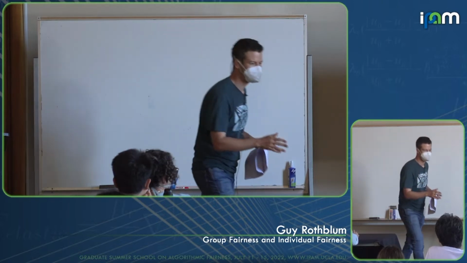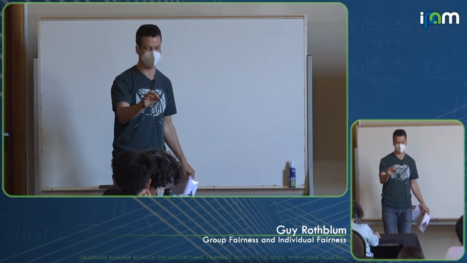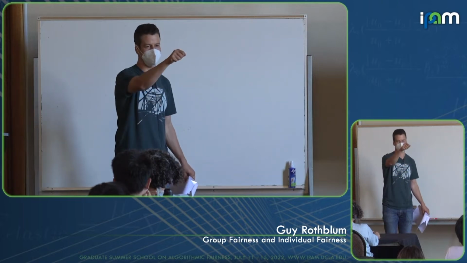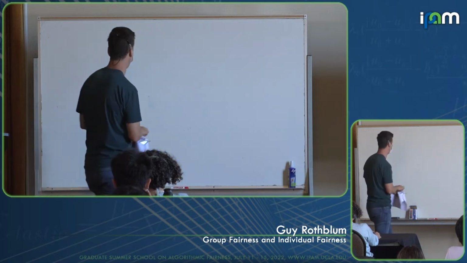So, what was your name? Laura. So Laura's suggestion is, rather than trying to pinpoint the distance between Alice and Bob, just ask, is Alice or Bob closer to Carol? Okay, which of them is closer to Carol? That's what we call a triplet query.